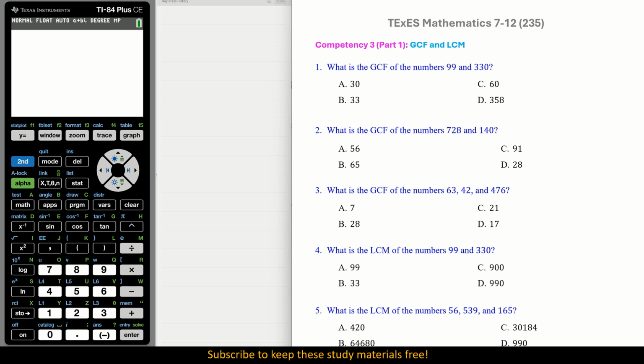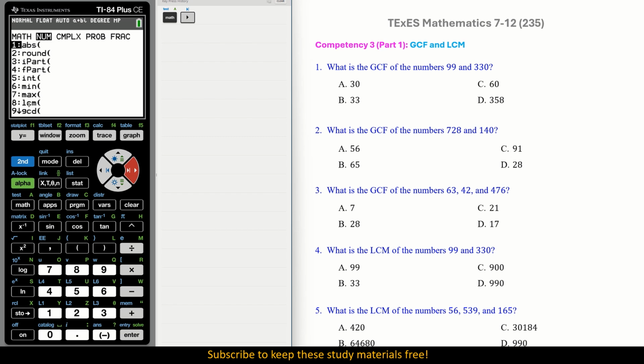Number 1, what is the GCF of the numbers 99 and 330? GCF refers to greatest common factor. Now, we can solve this directly in our TI-84. You need to push math and just arrow over to number. And for this video, we will use number 8, least common multiple, and number 9, greatest common. Now, it has D for divisor. They're the same thing. So you know that GCF is equal to the GCD on our calculator.